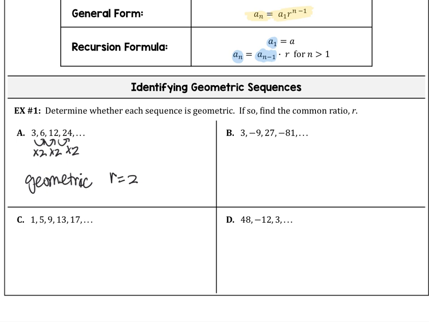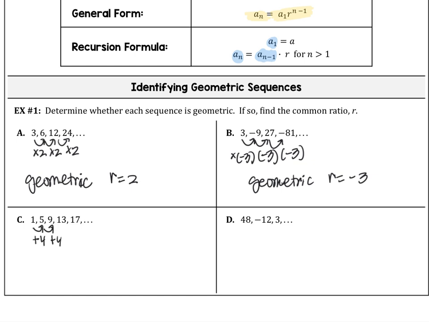Let's see, on B, notice here, we're multiplying by negative 3. So times negative 3, times negative 3 each time. So this is still geometric, and r is negative 3. But notice on part C, this would be plus 4, plus 4, plus 4, plus 4. So this is arithmetic, and this has a common difference of 4, so it's not geometric.